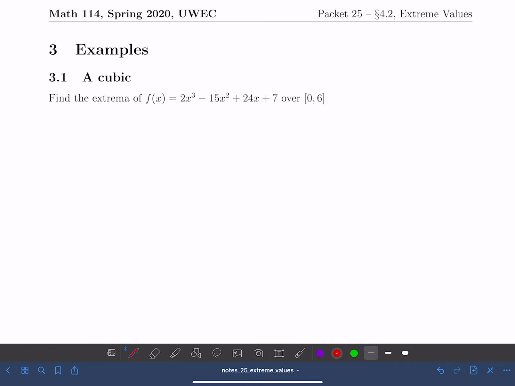Okay, so I have 3 examples planned, and then we'll call it for the day. So let's find the extrema, that's another word for optima, of f of x equals 2x cubed minus 15x squared plus 24x plus 7 over some interval. So we're given a couple of things, right? I'm given my interval, I'm given my f, and they're saying do the extrema. That means they want both min and max.